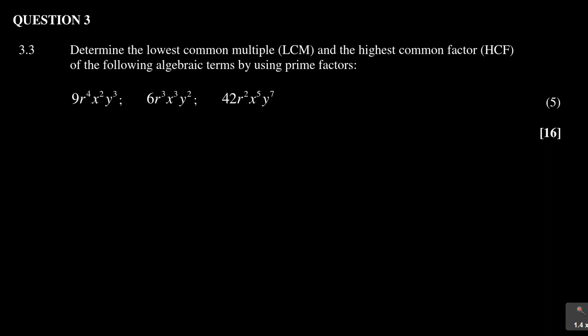Now let us move on to the next question. This particular question is out of 5 marks, and the fact that you are seeing 16 means this is the end of question number 3. In total, the whole of question number 3 was out of 16 marks. Now what is this question talking about? It says determine the lowest common multiple, the LCM, and the highest common factor, the HCF, of the following algebraic terms using prime numbers.